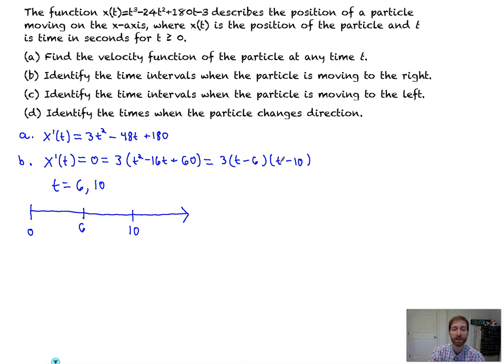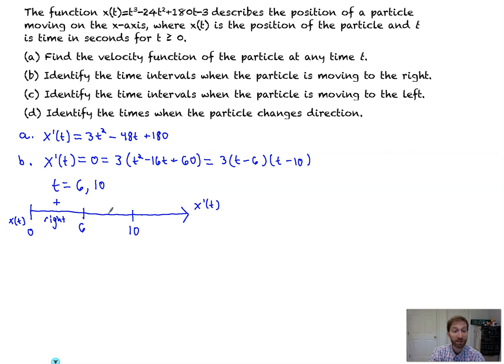1 minus 6 times 1 minus 10 is a negative times a negative. That's positive. I'll label this: this is x prime of t, our velocity. So what that means is we are moving to the right. So this would be x of t's movement.